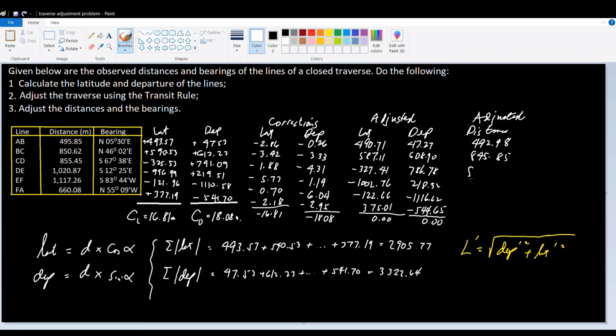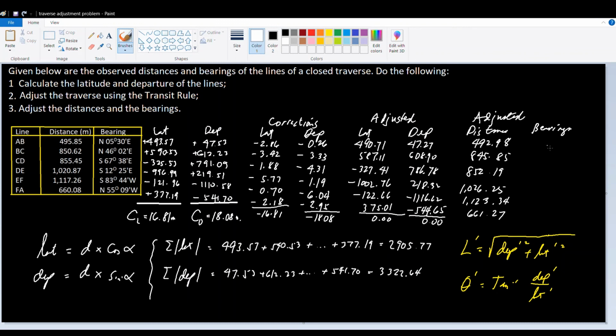So let me just write down the adjusted lengths or distances: 845.85, 852.19, 1026.25, 1123.34, and 661.27. As for the adjusted bearing or theta prime, that will be equal to the arctangent of the adjusted departure all over the adjusted latitude. And you should get the following adjusted bearings.